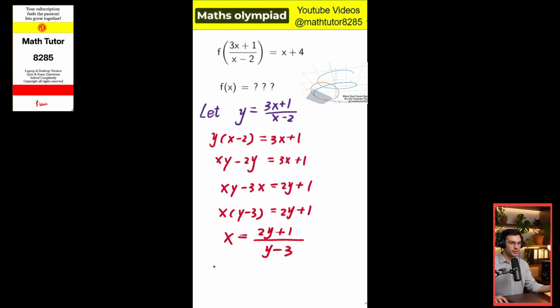Next step, substitute back into the right-hand side. Since the original equation says f of y equals x plus 4, we now replace x with the expression we just found. So f of y equals the fraction of 2y plus 1 over y minus 3, plus 4.